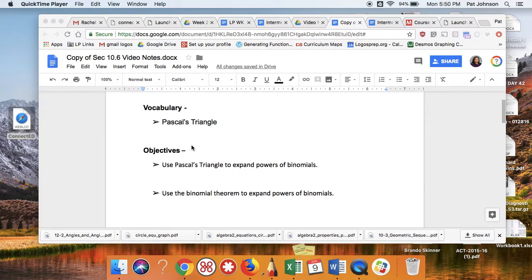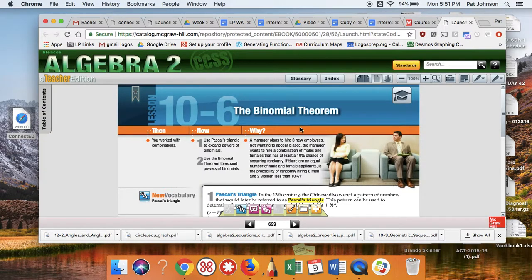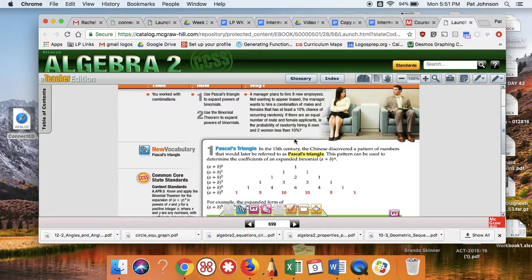Our vocabulary we're going to learn is Pascal's triangle, and our objective is to use Pascal's triangle to expand powers of binomials and use the binomial theorem to expand powers of binomials. So those are our two objectives. So let's start with the beginning of what Pascal's triangle is.